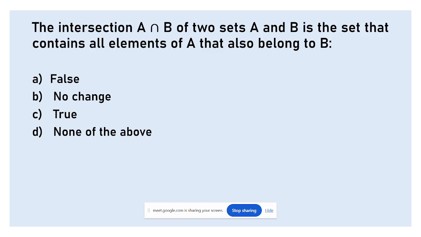The intersection A intersection B of two sets A and B is the set that contains all elements of A that also belong to B. Is this statement true, false, no change, none of the above? What is it? You can even try with the diagram, that Venn diagram, circles, and see if it is true or not.